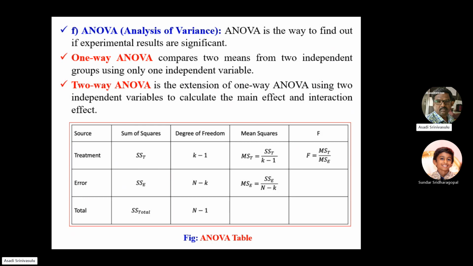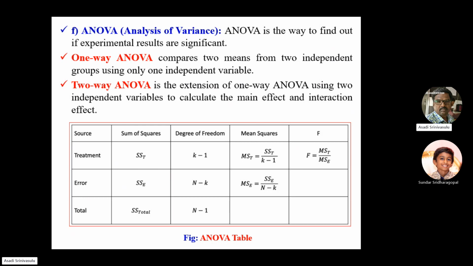Yes, ANOVA is nothing but analysis of variance. ANOVA is the way to find out if experimental results are significant. That time we perform one-way ANOVA, two-way ANOVA. It is a technique under the SPSS tool. One-way ANOVA compares two means from two independent groups using only one independent variable. The two-way ANOVA is the extension of one-way ANOVA using two independent variables to calculate the main effect and interaction effect.